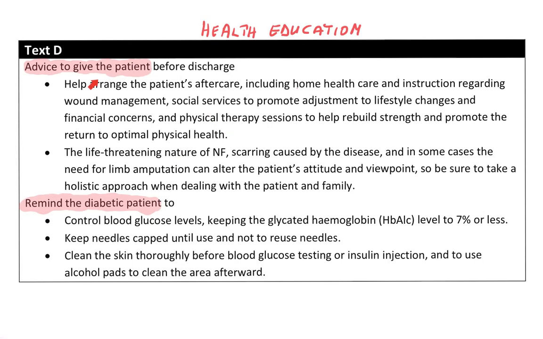We are in text D because of awareness. So health education. All right. So remind the diabetic patient to, so where's glycated hemoglobin? This is glycated hemoglobin. All right. So the level to 7% or less. All right. So we have less in the question as lower than. Therefore, we write 7%.